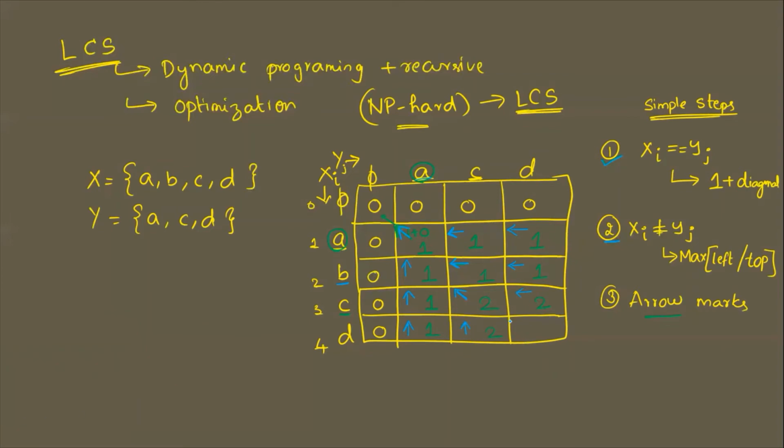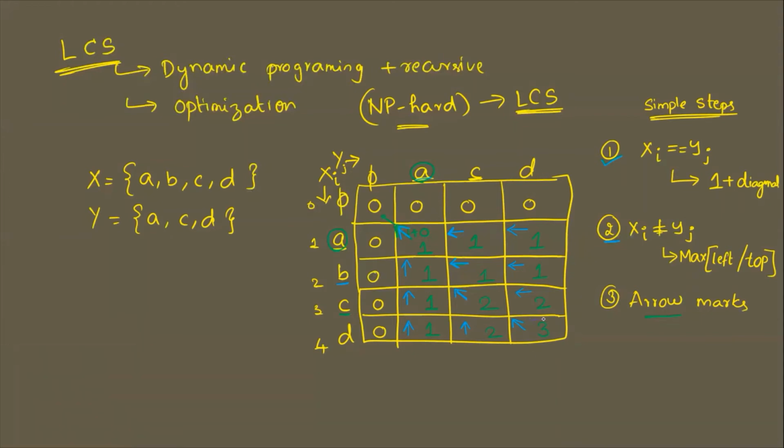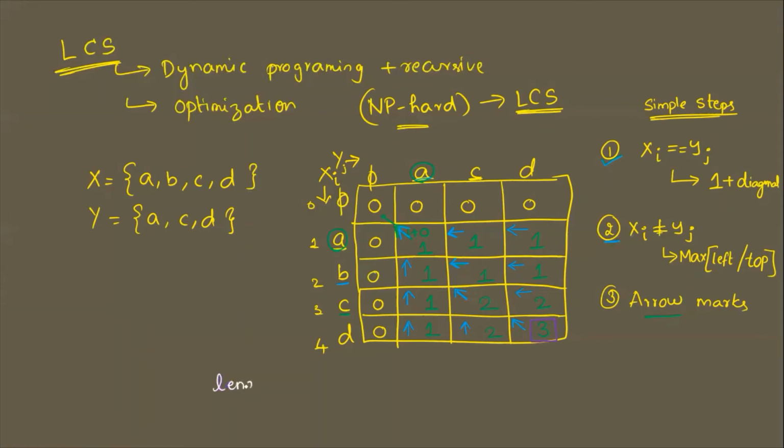Next is D and D. Yes, same value. So 1 plus diagonal. What is the diagonal value? 3. So I have taken from the diagonal cell. So the value is 3. That's it. Now, what is over here is my length of the common subsequence. So here I can write, okay, this is not visible. Let me take. Length of the longest common subsequence is 3.